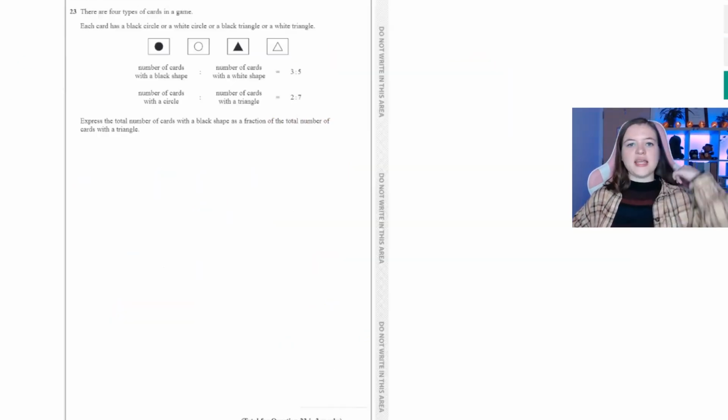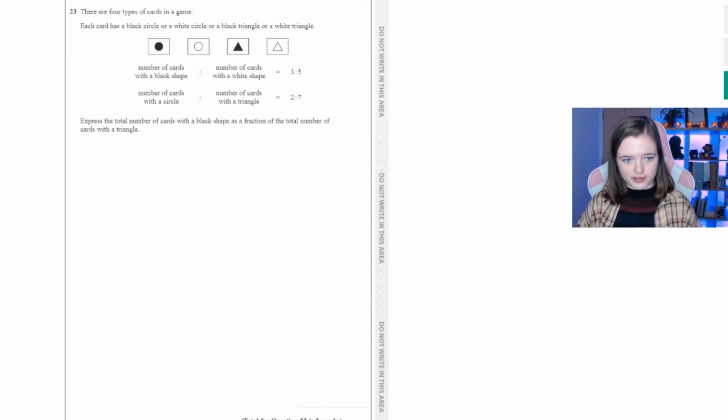That one was tough. Okay then, question 23, last one on the paper, nearly there guys. So there are 4 types of cards in a game. Each card has a black circle or a white circle or a black triangle or a white triangle. The number of cards with a black shape to the number of cards with a white shape is 3 to 5. The number of cards with a circle to the number of cards with a triangle is 2 to 7. Express the total number of cards with a black shape as a fraction of the total number of cards with a triangle. Right, okie dokie then.